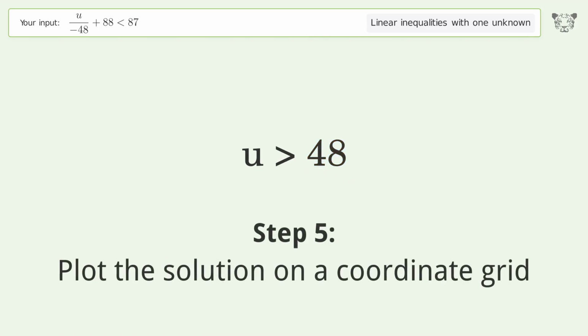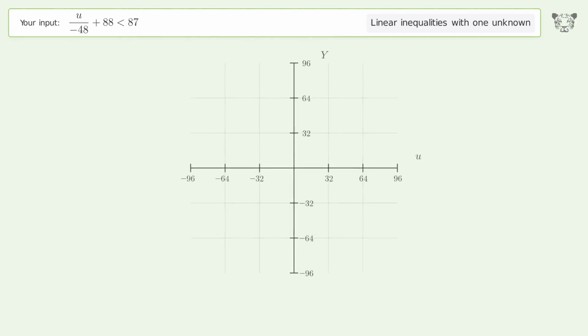Plot the solution on a coordinate grid. And so the final result is u greater than 48.